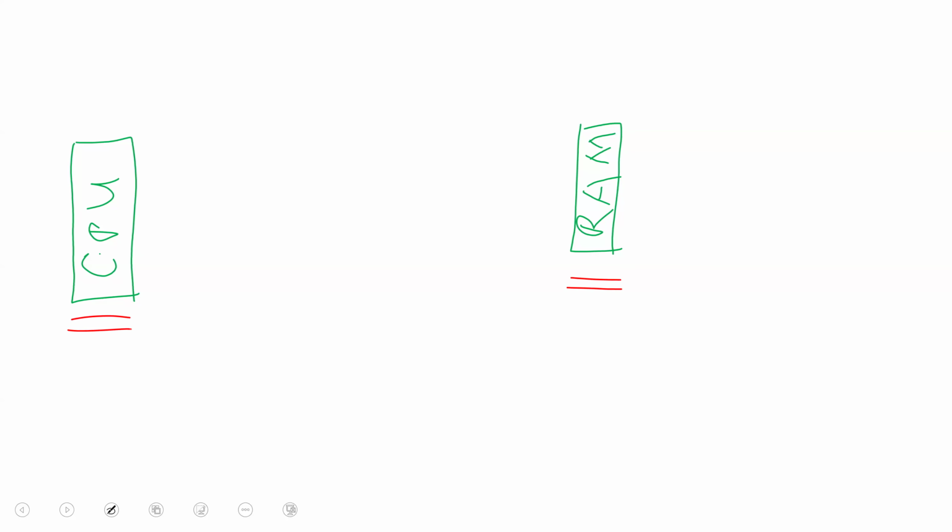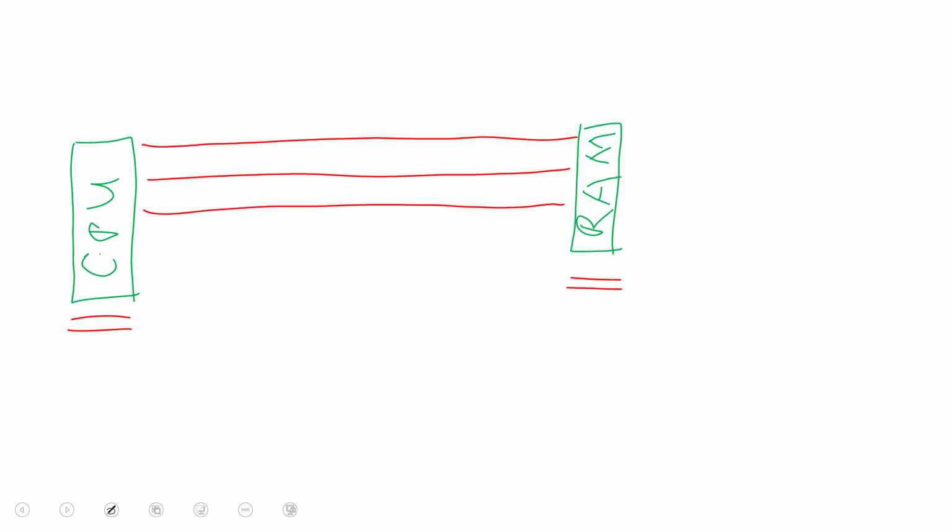It's like this. There has to be wires connecting the CPU to the random access memory. Okay, now in this illustration that I'm trying to do, I have already done 1, 2, 3, 4, 5 wires.